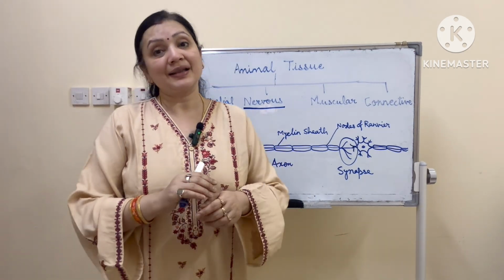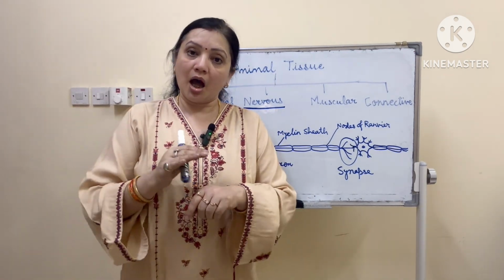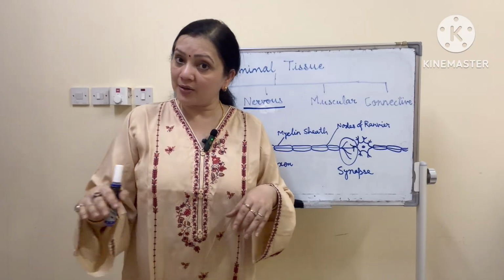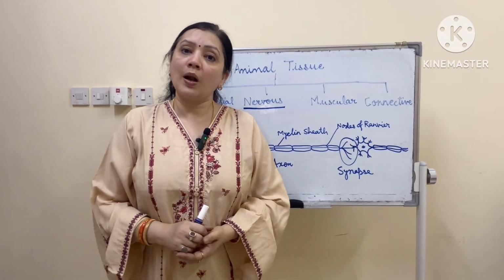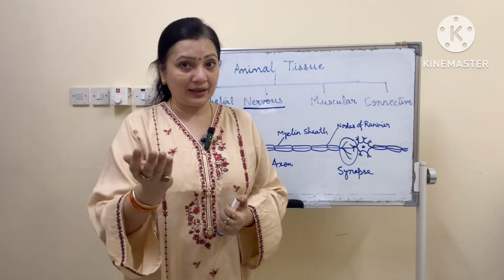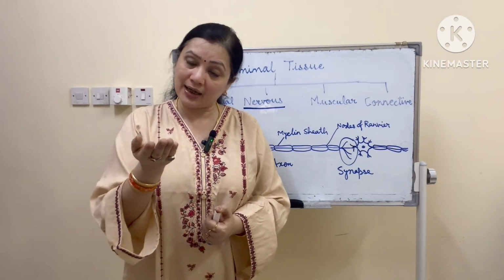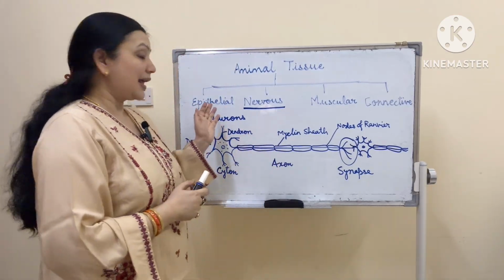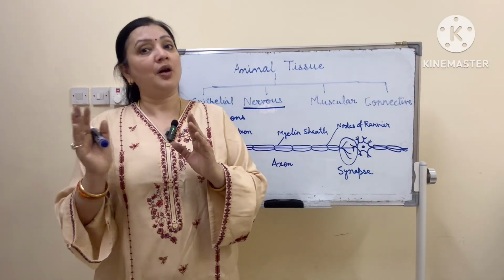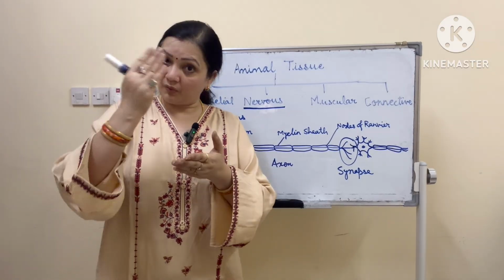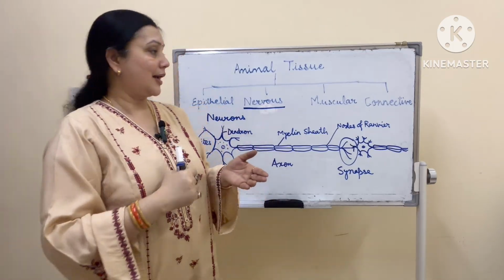Epithelial tissue means making of skin. Our body is covered outside also by the skin, and even inside all our organs have a proper lining, a proper cover from outside and inside. So this epithelial tissue makes the cover of our body also and our organs also. It covers from outside also and inside also.